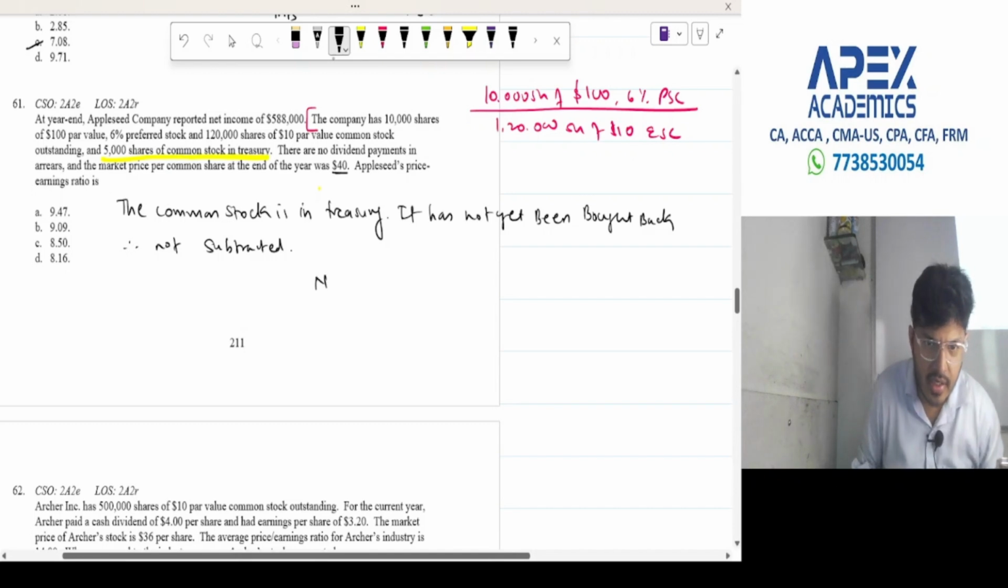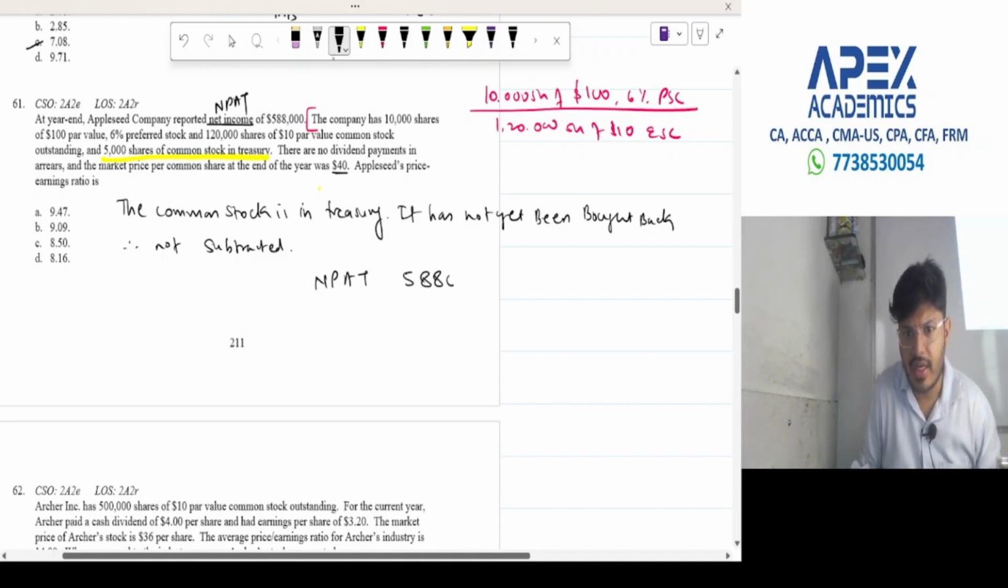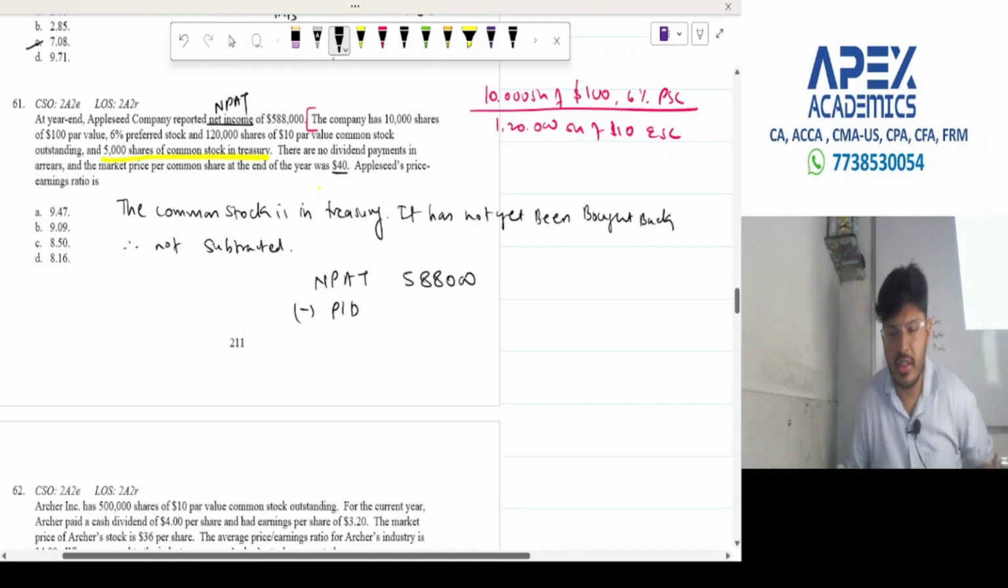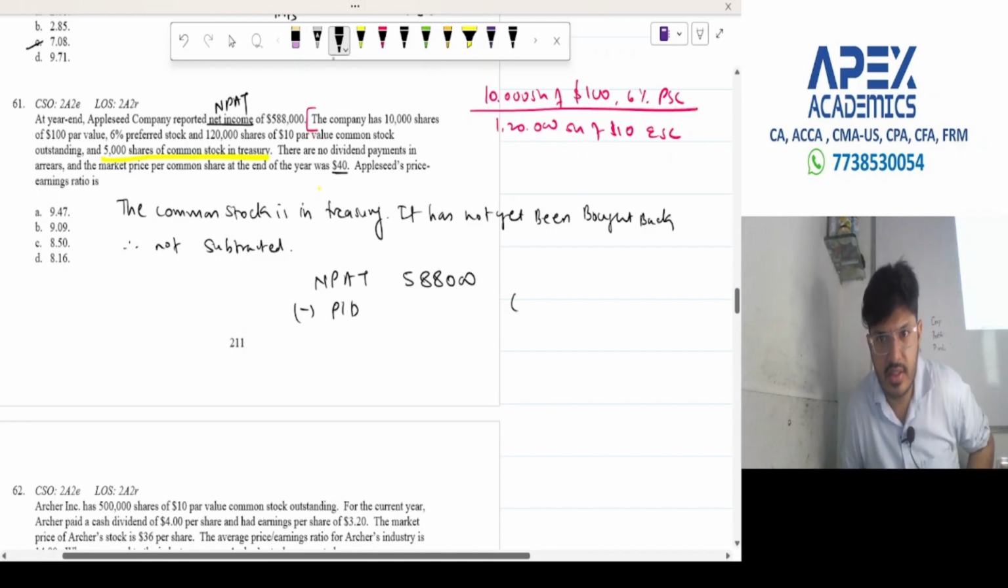Okay, sir. Sir, net profit after tax. Net income means what? Sir, net profit after tax is how much? Sir, 5,88,000. Sir, from this, please subtract my preference dividend. Sir, my preference dividend is 10,000 shares at the rate of 100 per share. Correct? So that is how much? Sir, that is 10 lakhs. On that, sir, 6%. So if I am not mistaken, it will come to 60,000.